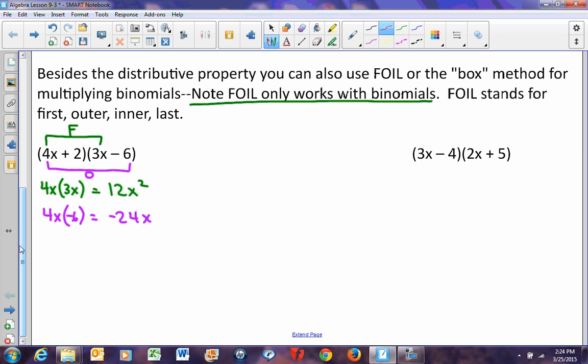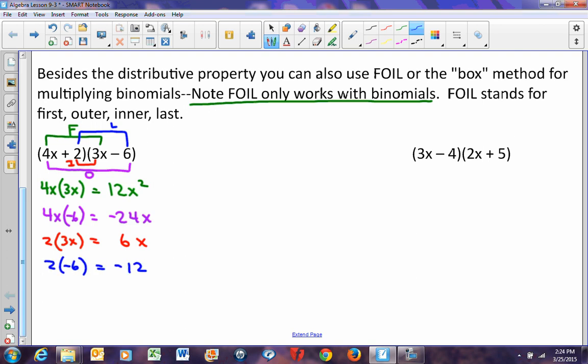Then I take my inner terms, that's the inside terms right here, that's the I. So in this case, that would be 2 times 3x, which is 6x. And last but not least, we take what we call the last terms. Last term here, which would be 2 times negative 6, which is negative 12.